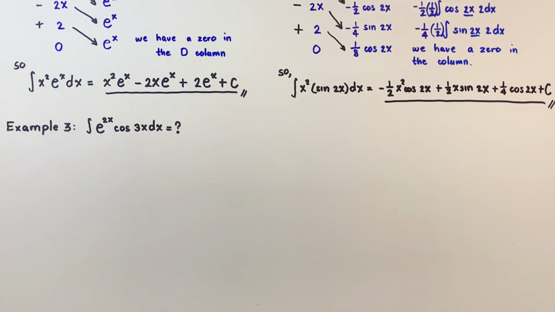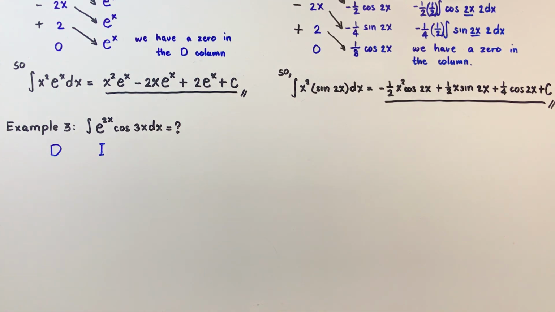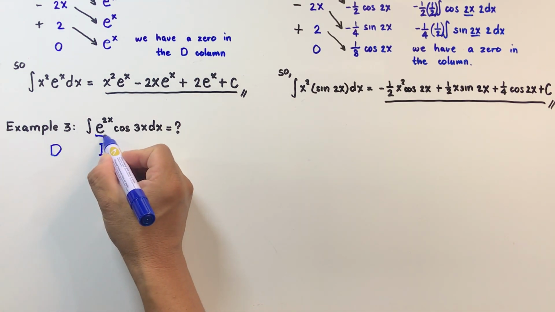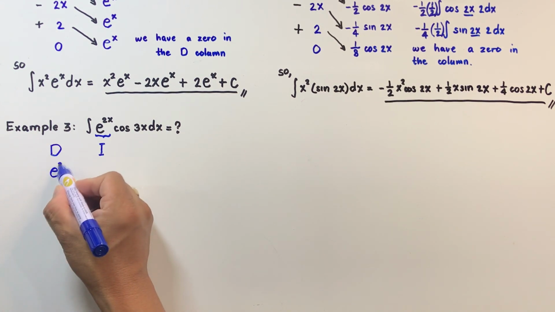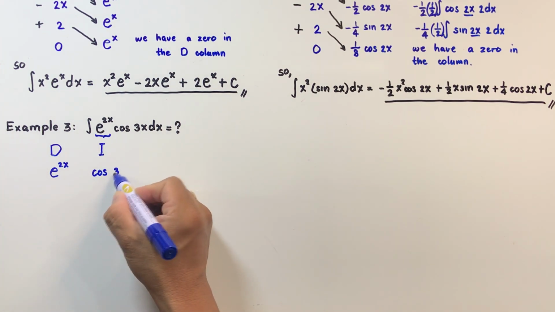So in this example, what is the integral of e to the 2x times cosine 3x dx? In the previous video, I was able to solve this one using the usual way of doing integration by parts, and it was a very long process. This time we will be doing the shortcut method called tabular integration or the DI method. So I will be writing here the D column and the I column. For the D column, I will be writing our u, which is e to the 2x, and in the I column, I will be writing cosine 3x.